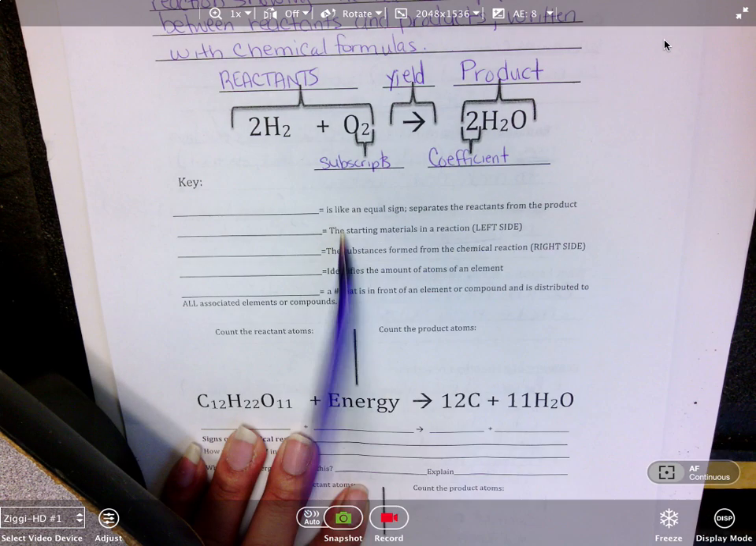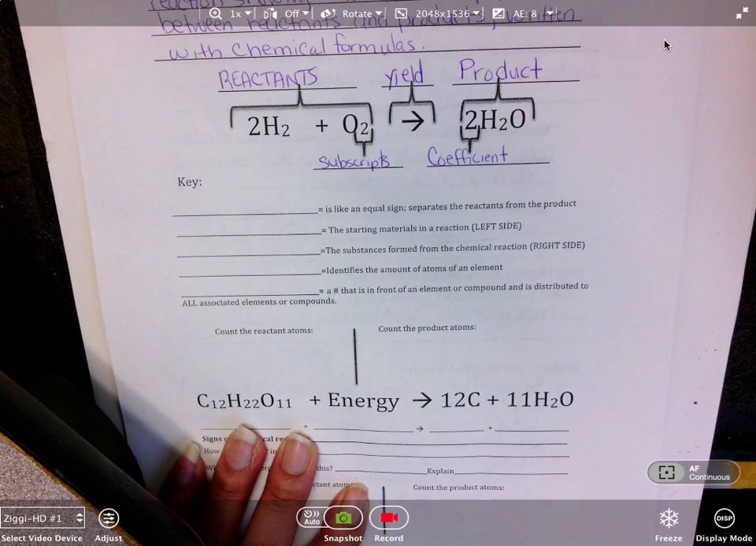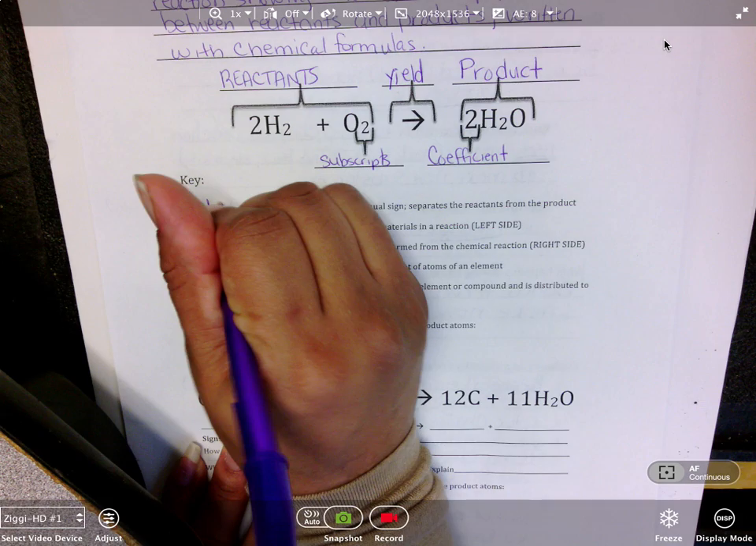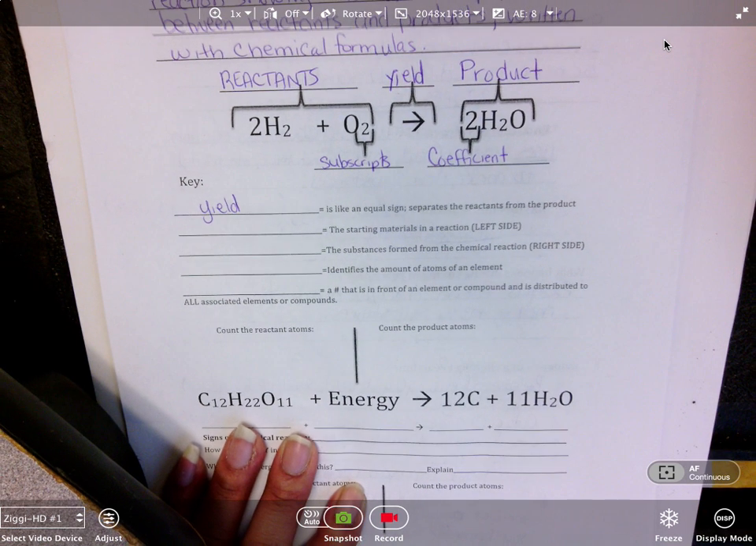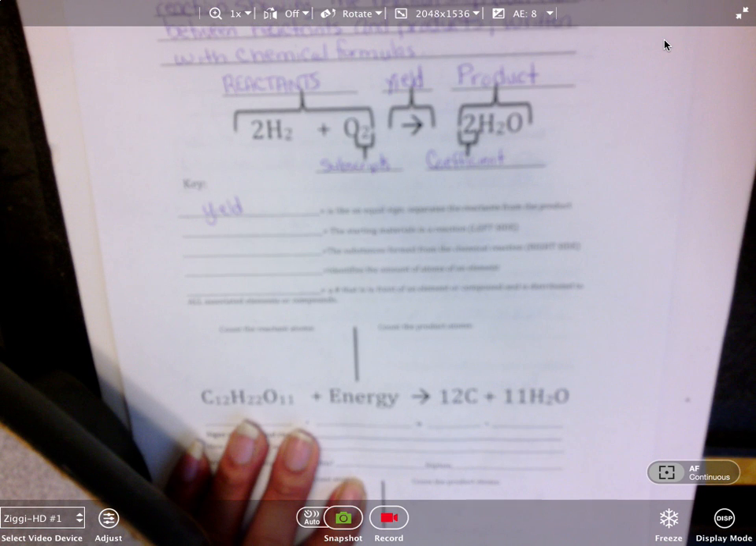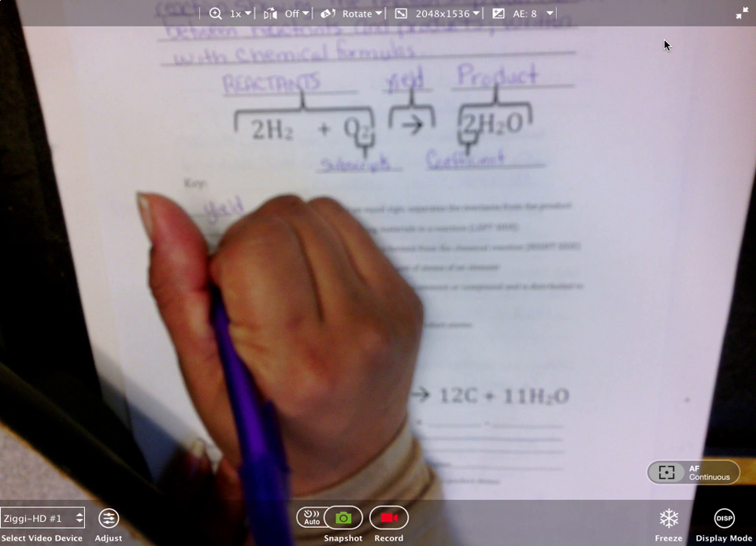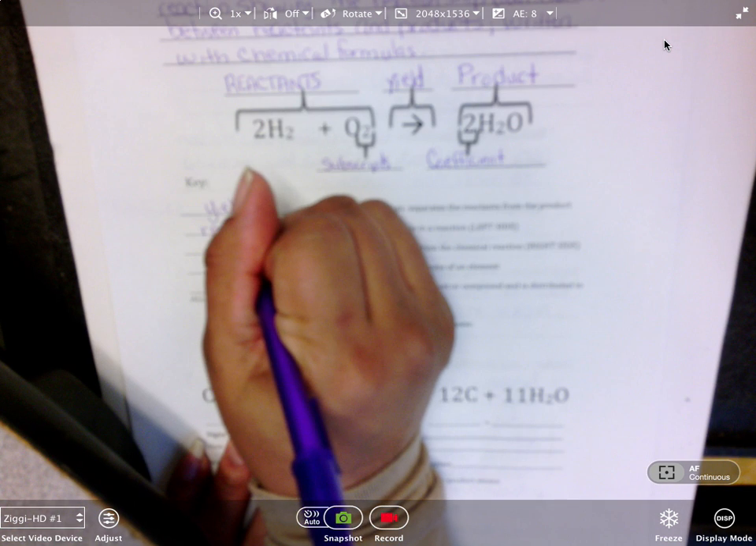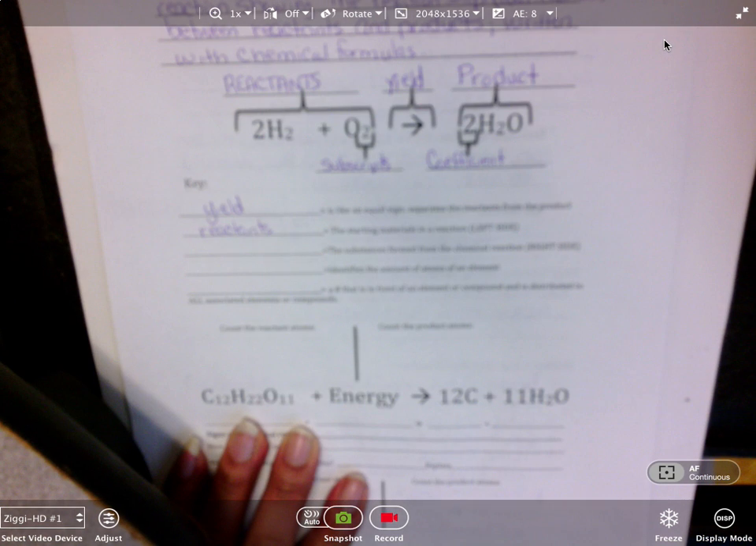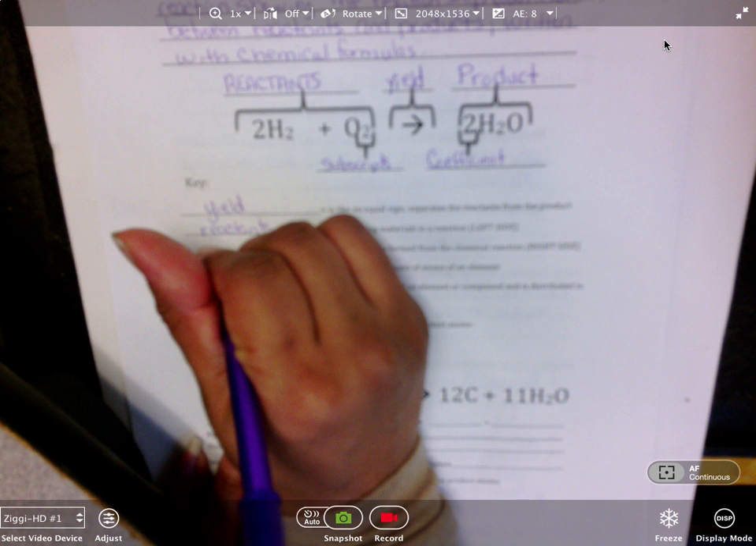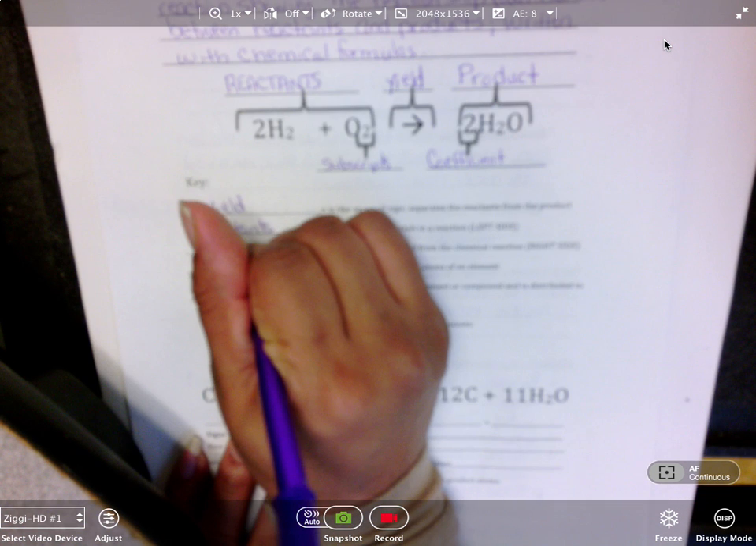Which part of the equation is like an equal sign and separates the reactants from the products? Duran, this would be your yield. What part of the equation is the starting materials in a reaction, always on the left side, Patrick? These are your reactants. The part of the equation where it's the substance formed from a chemical reaction, always on the right side, Ray. Right, product. If you know these, do not wait for me to call them out. You should be just filling them in.